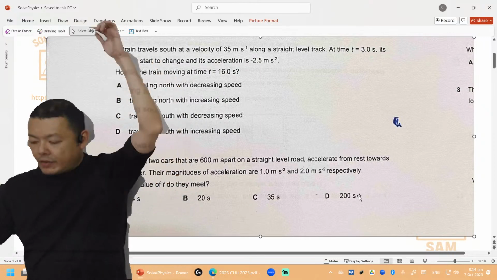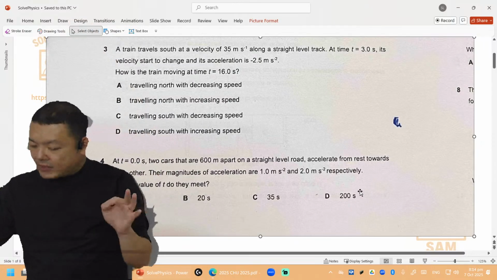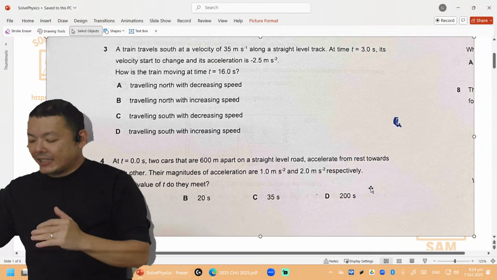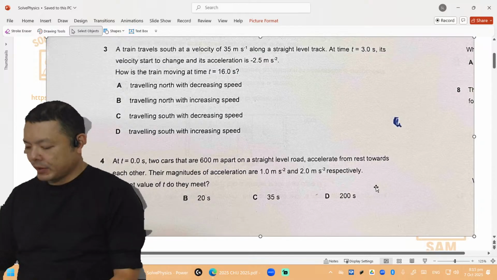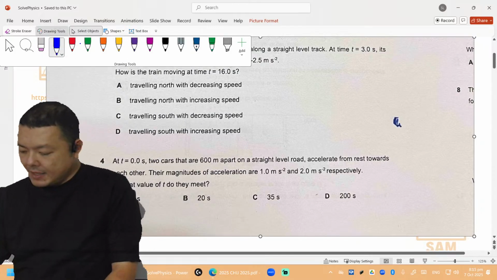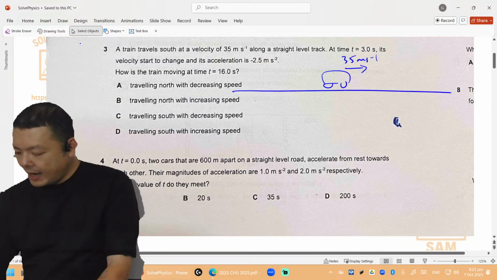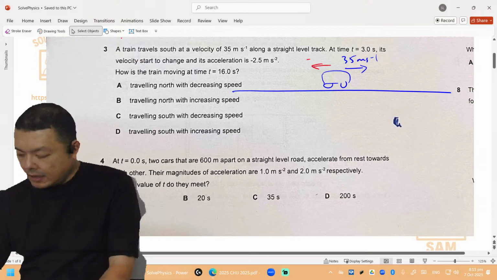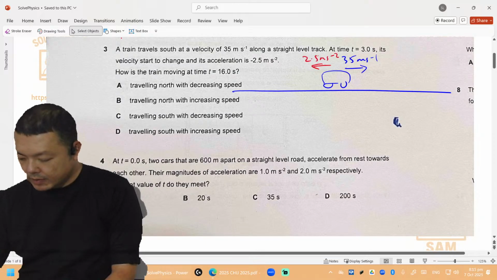Fine. The train travels south at 35 along a straight track. At time equals 3 seconds, the velocity starts to change and the acceleration is negative 2.5 meters per second squared. How is the train moving at time equals 16? So you have a train with an initial speed of 35 meters per second, but along the way the acceleration suddenly becomes, I already drew the arrow pointing to the left, so I'm just going to write 2.5 meters per second squared.